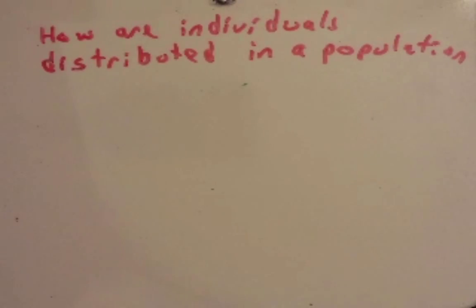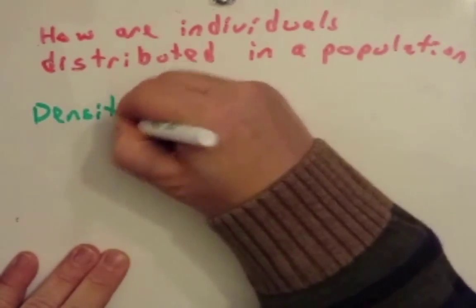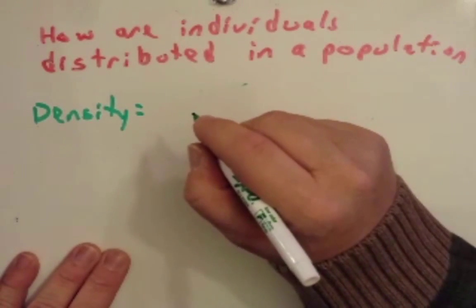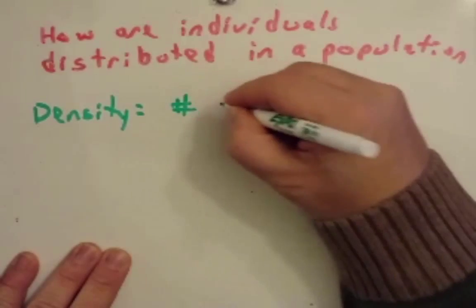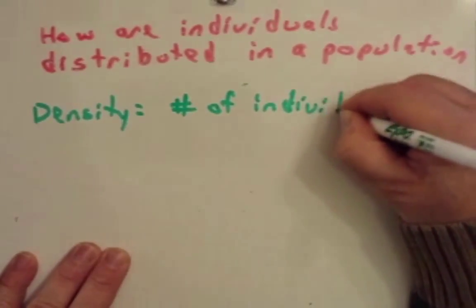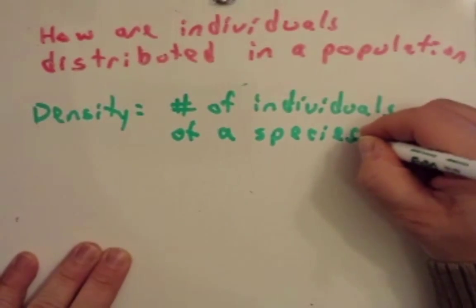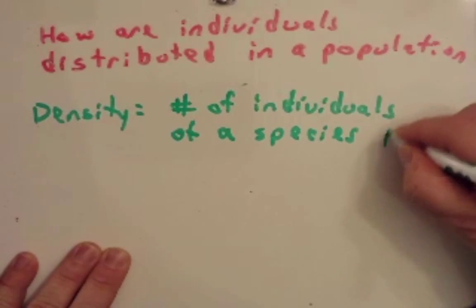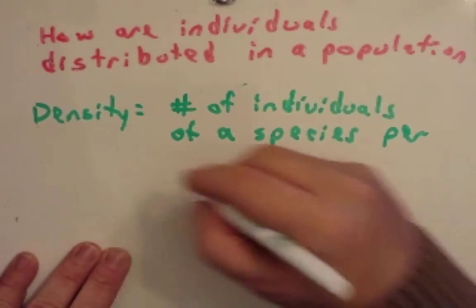So essentially what we're asking here is, what is the density of the population? And that's the number of individuals of a species per unit space.